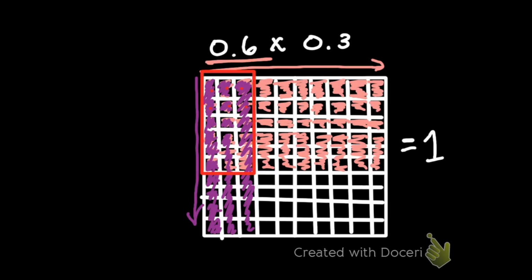4, 5, 6, 7, 8, 9, 10, 11, 12, 13, 14, 15, 16, 17, 18. Now, we have 18, but remember, this is 18 out of 100. So we want to make sure that our answer is represented as 18 hundredths.